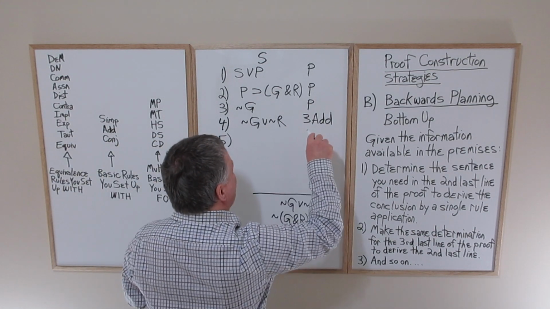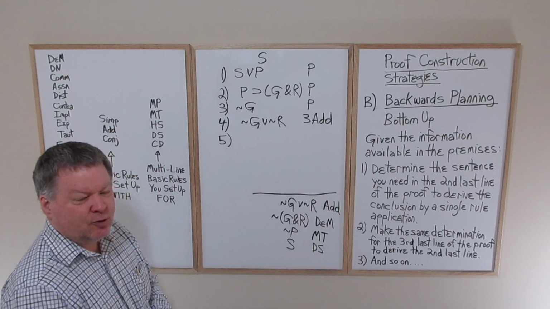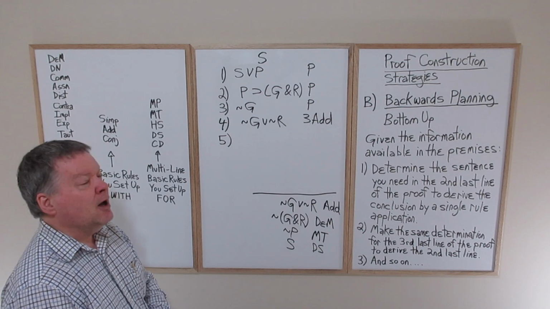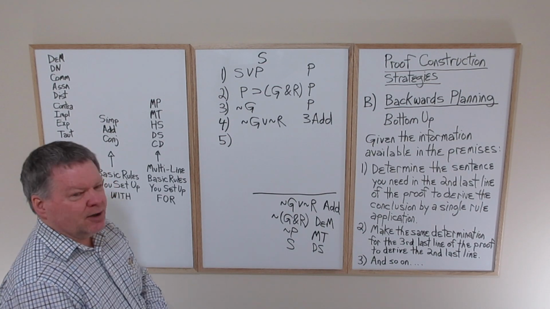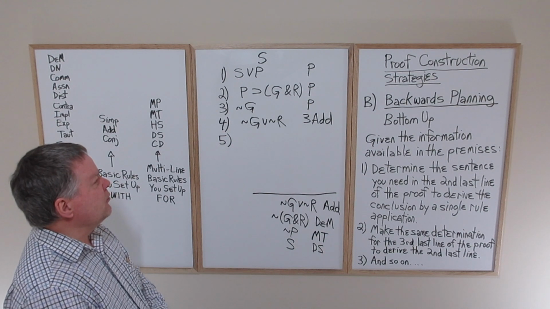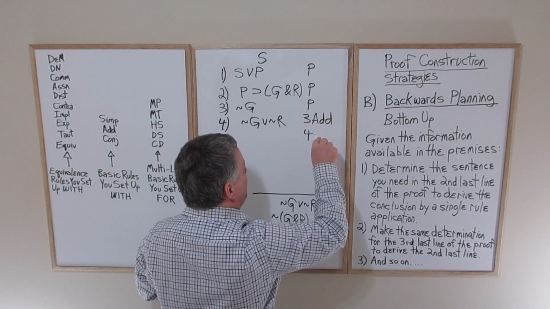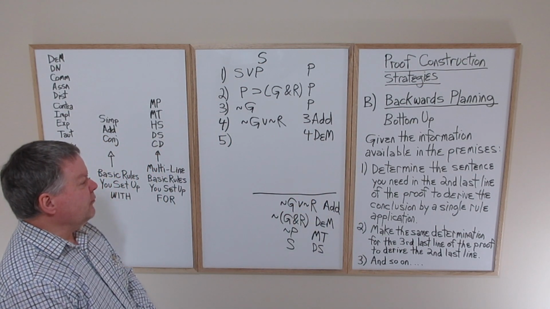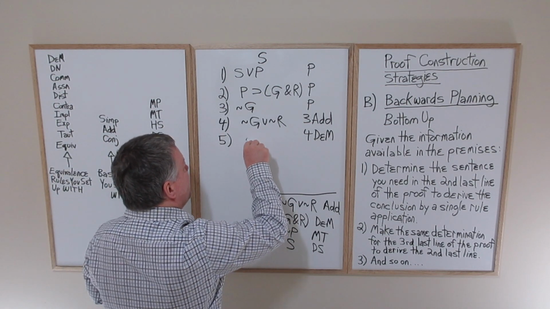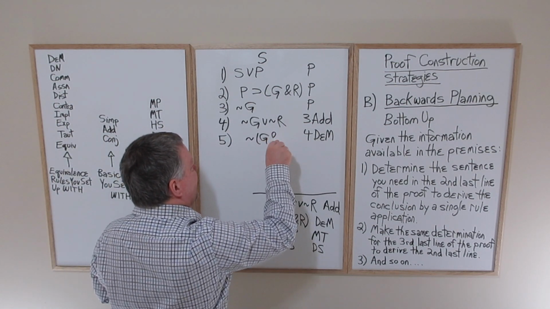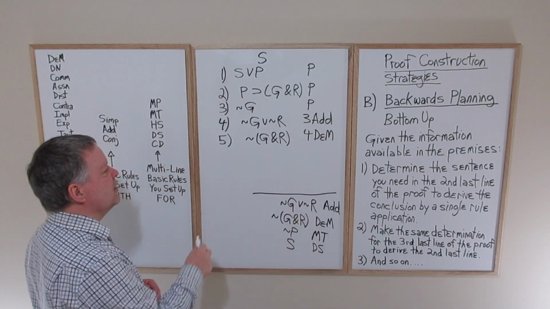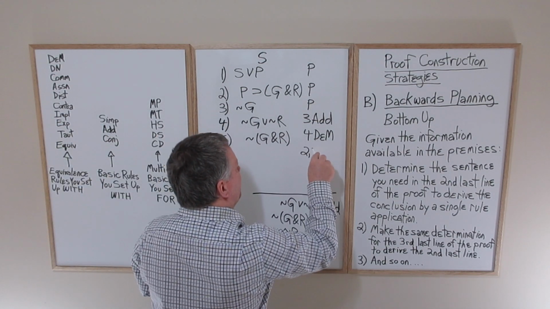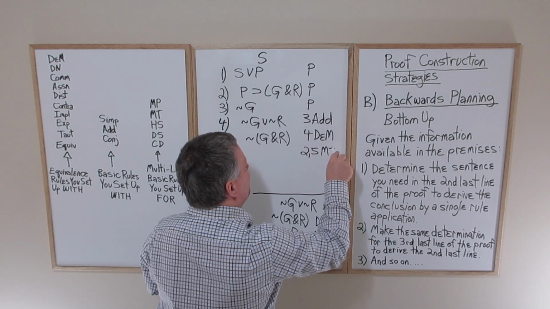The reason for doing that addition step, and remember, there's always got to be a reason for doing an addition step. There's way too many allowable addition possibilities. You only want to do ones that you have a reason for doing. And we certainly have a reason for doing this one, which was revealed by the backwards planning. Having done the addition step, when we do a De Morgan's, we're going to end up with the negated conjunction, tilde G and R. And now, 2, 5, modus tollens.